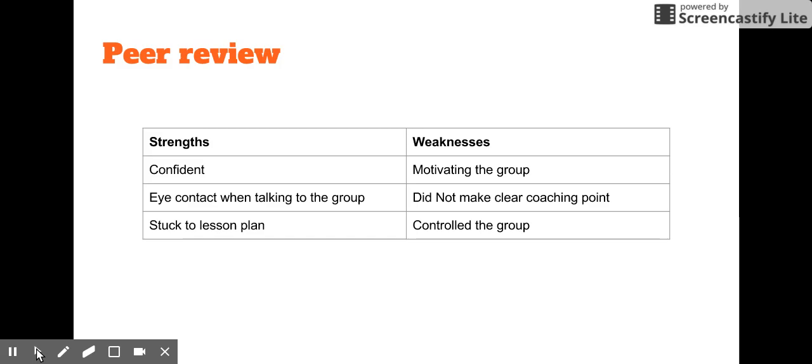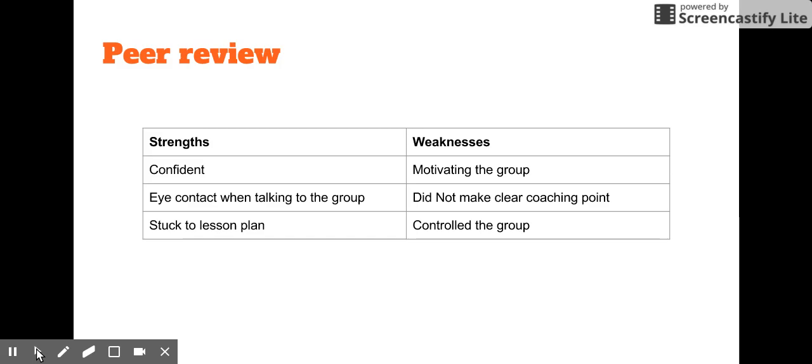So the peer review, they gave me 3 strengths, which was that I was confident, that I made eye contact when talking to the group, and that I stuck to my lesson plan. Then they also gave me weaknesses such as motivating the group, that I did not make clear coaching points, and I could not control the group.